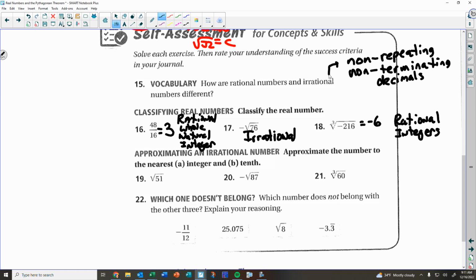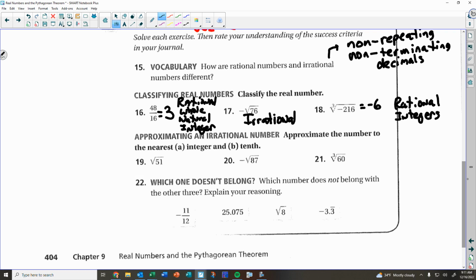All right. 19. So the square root of 51 falls between the square root of 49, which is 7, and the square root of 64, which is 8. So what is 51 closer to? 49 or 64? 49, right. So A, it's going to be about 7 because it's the closest integer.